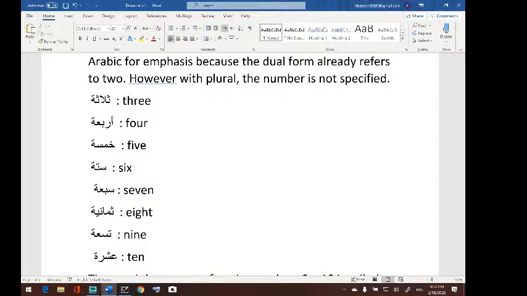How many students are there in Europe? Kam taliban fihi min Uruba. How many students are in it from Europe? Everyone understand that sentence? It was pretty simple. Kam taliban fihi min Uruba. Uruba is Europe.